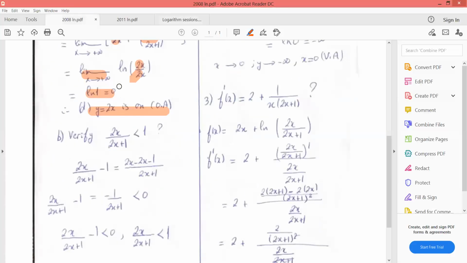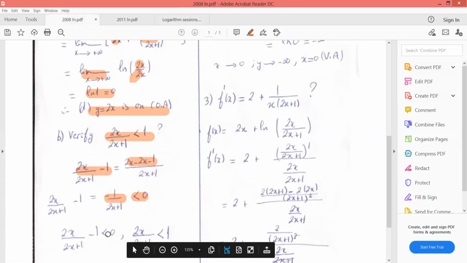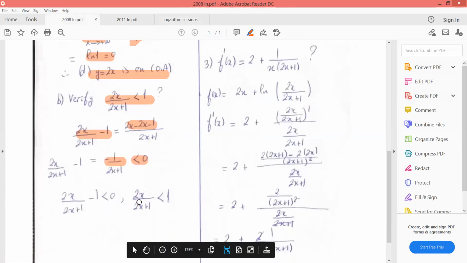So, as we said here, I need to verify this. I had the difference 2x over 2x plus 1 minus 1. We take the LCM: 2x minus 2x minus 1. We get minus 1 over 2x plus 1, which is negative. So whenever it is negative, we take the 1 to that side, then 2x over 2x plus 1 is less than 1.